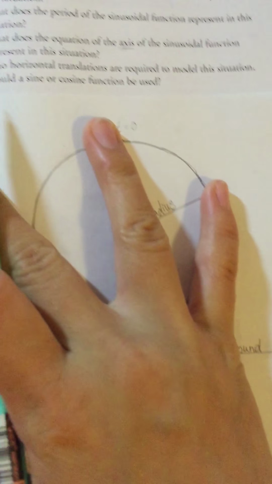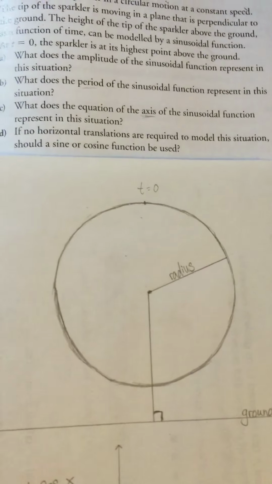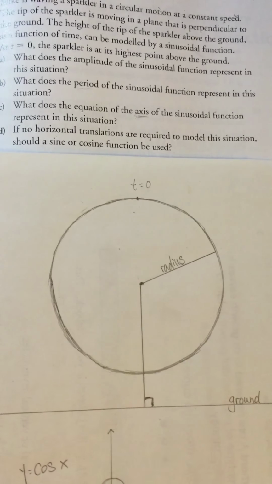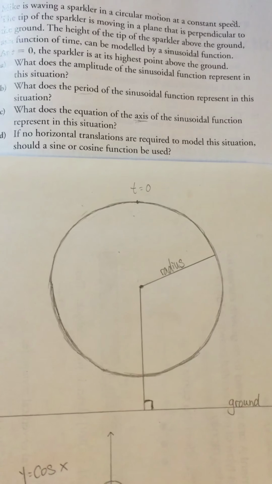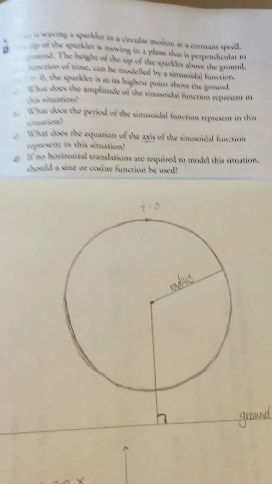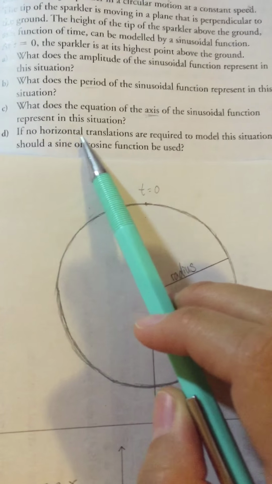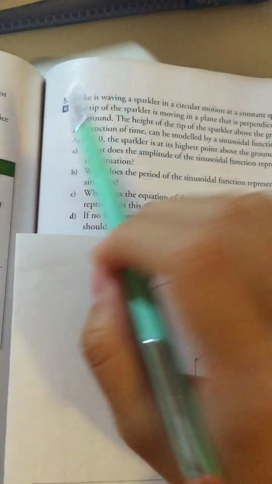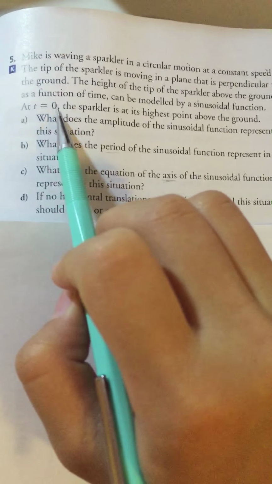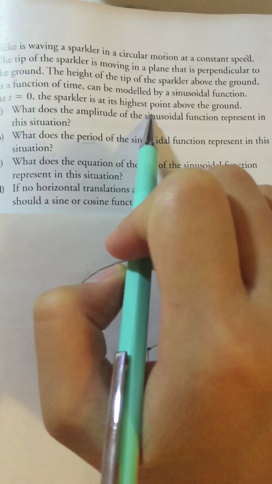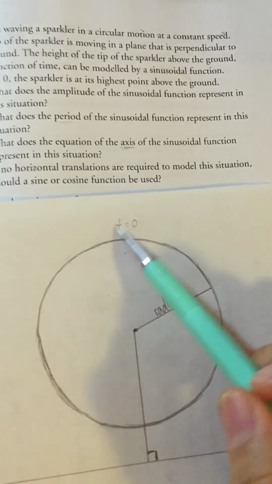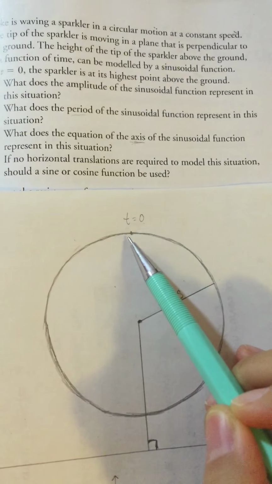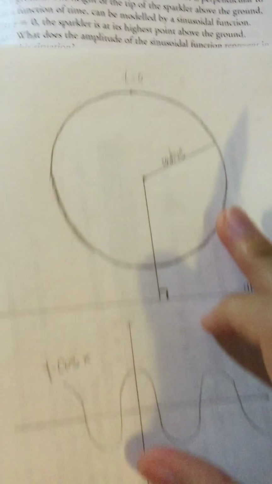So for the last question: if no horizontal translation is required to model this situation, should the sine or cosine function be used? Because there are no horizontal translations, for this sentence, at t equals 0, the sparkler is at its highest point above the ground. So that means at t equals 0, y is at its highest point.